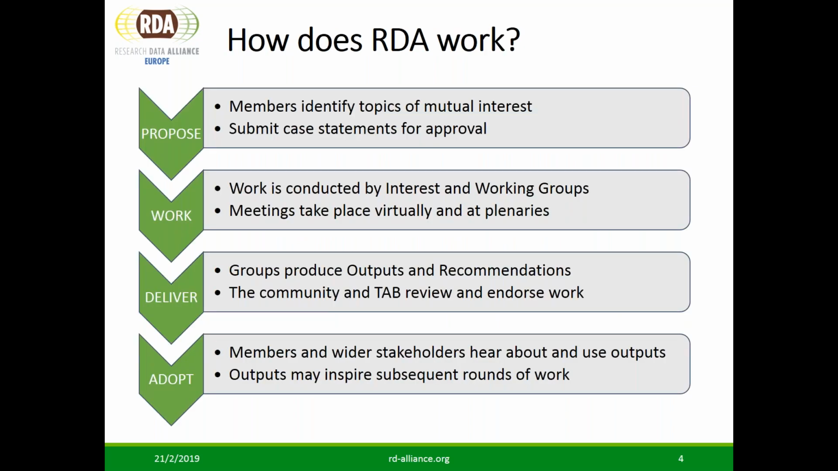So the way that RDA works, in a quick overview, is that people will propose ideas. Members will come together and identify topics of mutual interest, and they will submit case statements for approval. Then those case statements will be approved and interest groups and working groups will form. And this is where the main work of RDA happens. There are groups that run for different lengths of time.